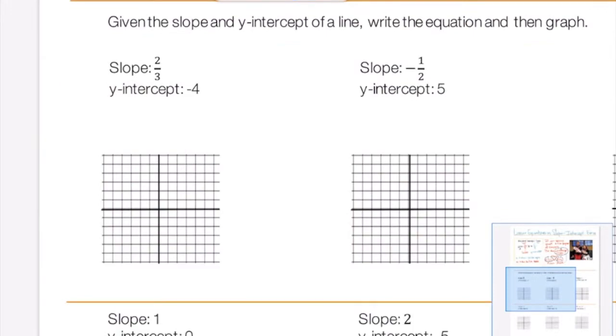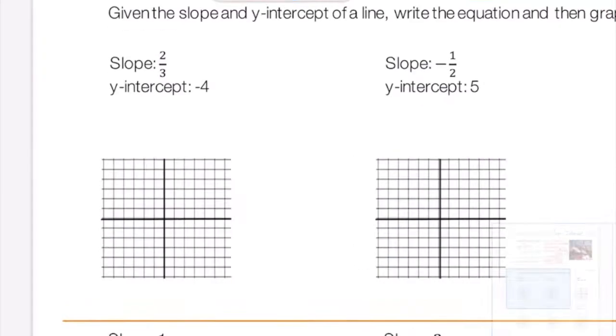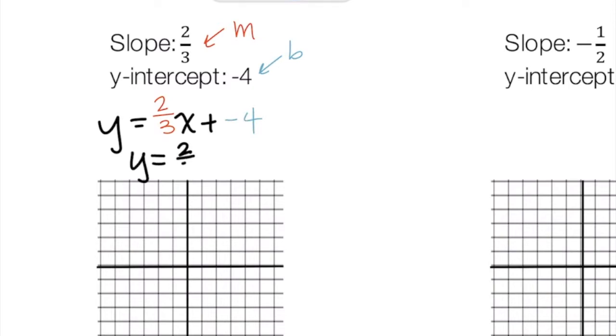All right, so we're going to do some examples where we're given the slope and the y-intercept of a line, and we're going to write the equation in slope-intercept form, and then we're going to graph it. So here, the slope is 2/3, the y-intercept is -4. Remember, the slope corresponds with the m, and the y-intercept corresponds with the b. So can we write the equation of our line? We can. It's y is equal to something x plus something. Here, the m is 2/3, the b is -4, and we can clean that up a little bit and make it y = 2/3 x - 4, because plus and negative is the same thing as minus.